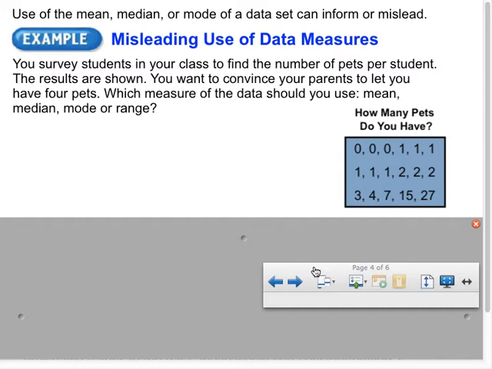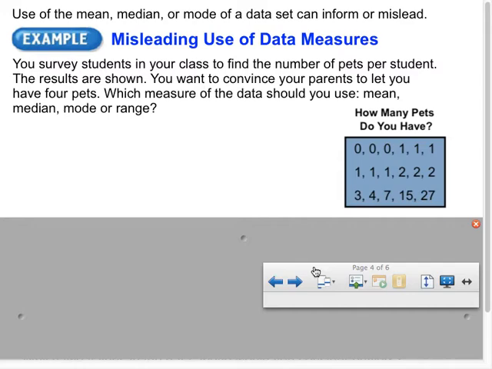What's your answer? When we're done with this. What's the answer? Does somebody have a different answer? So I've heard mean, I've heard range. Why not mode? What's the mode? 1. Is that going to help you convince your parents to get you 4 pets? No, the mode's not right.